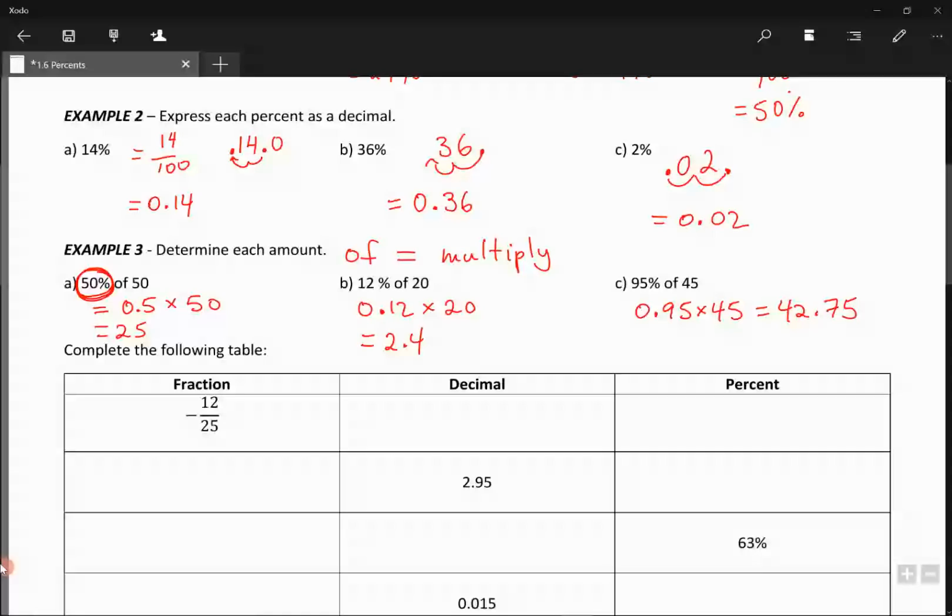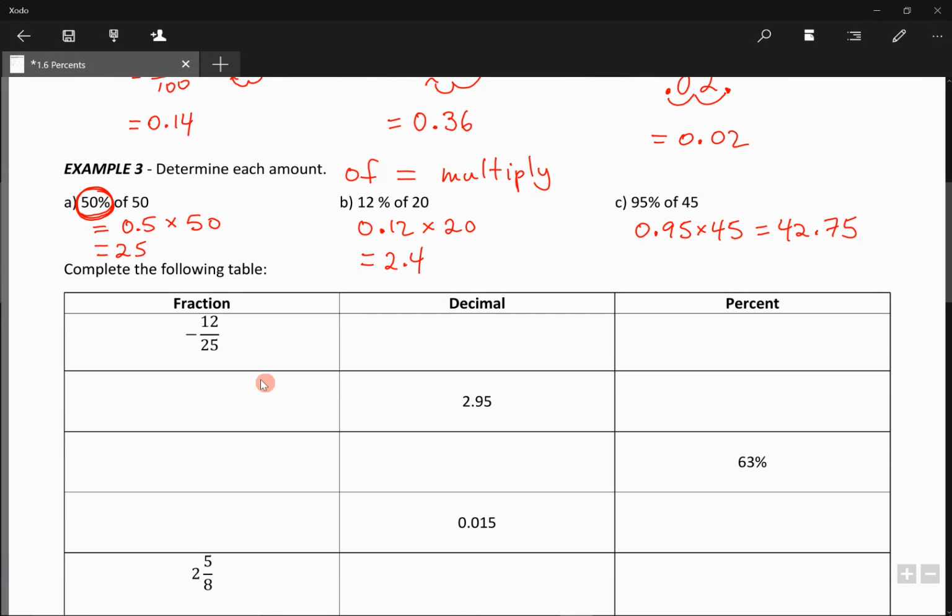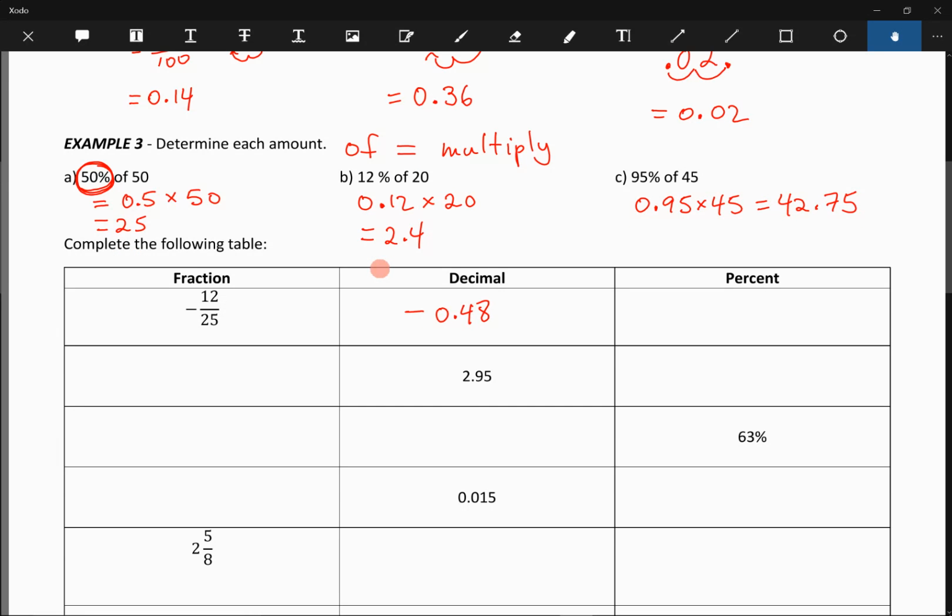Now let's try to complete the following table. I'm given the fraction, let's convert it to a decimal, and then to a percent. If you take your calculator and do 12 divided by 25, you're going to get 0.48. And don't forget, it's a negative, so put the negative in front. And as a percentage, going from a decimal to a percent, this time you just move the decimal place back to the right, 1, 2, to get your percentage. It's going to be 48%.